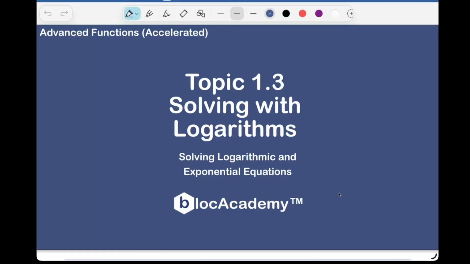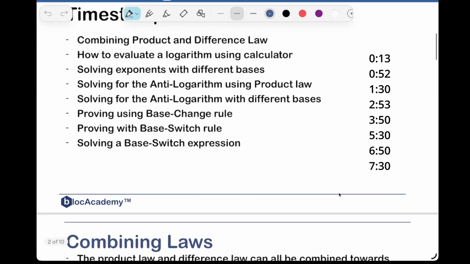Topic 1.3, solving with logarithms. We're going to be solving logarithmic and exponential equations. Here are some timestamps.